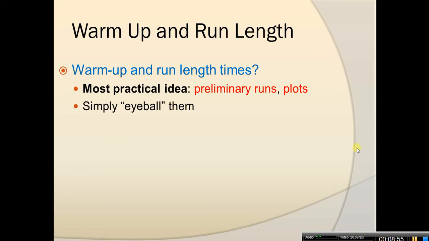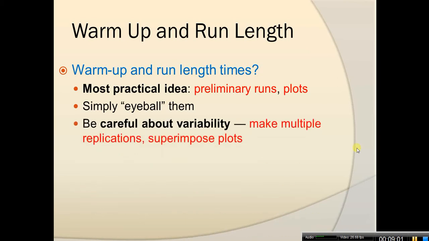When we do that, we could also simply eyeball them, but we need to be very careful about variability. If you only run a single run and look at the plot of that single run, it could be misleading. So we need to make multiple replications and then superimpose the plots, which gives us a better understanding of variability from replication to replication. What if this replication is an outlier? It could show a longer warm-up length, or the opposite, a shorter warm-up length.